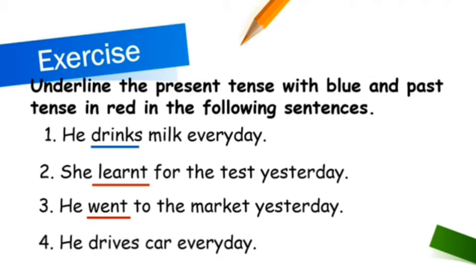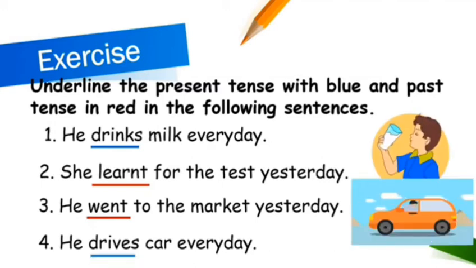Now the fourth one is he drives car every day. So which word is the verb over here, children? Yes, it is drives. That means he is driving right now or every day. Whatever happens every day, it is in present tense. So we have added s to the verb drive. So it is in the present tense. So the sentence will be he drives car every day.